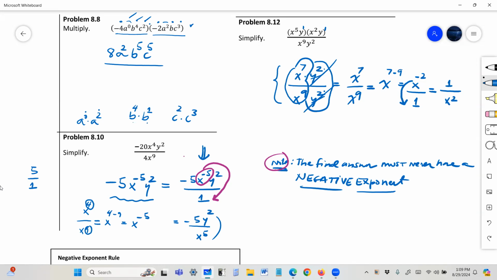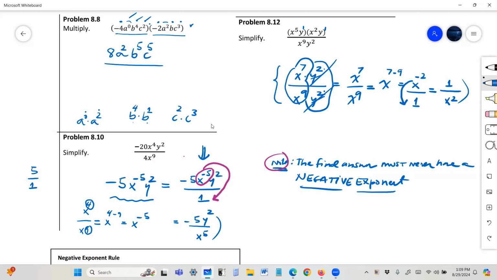Okay, so the -2 exponent goes to the denominator, and the x to the -2 becomes x to the +2 exponent. So here is my final answer, 1 over x squared. Okay, very good. Now let me go back.